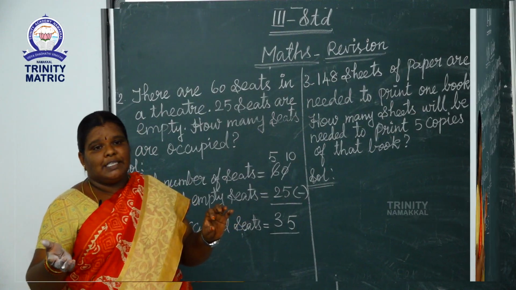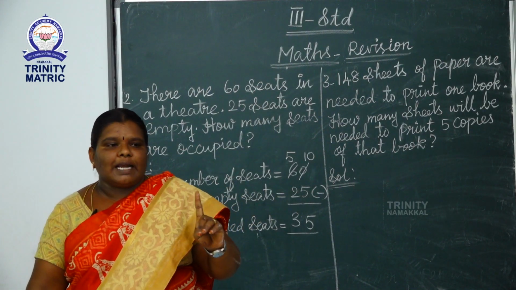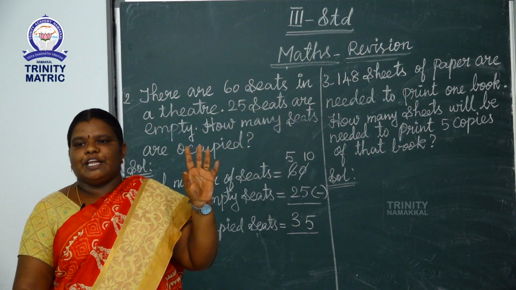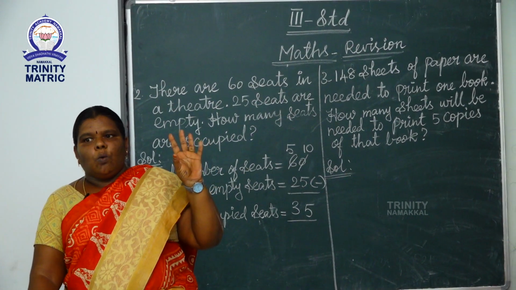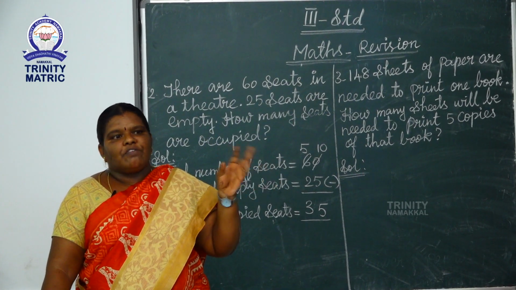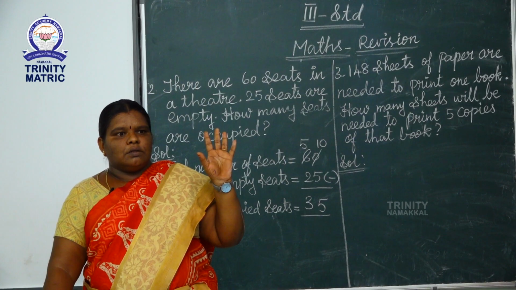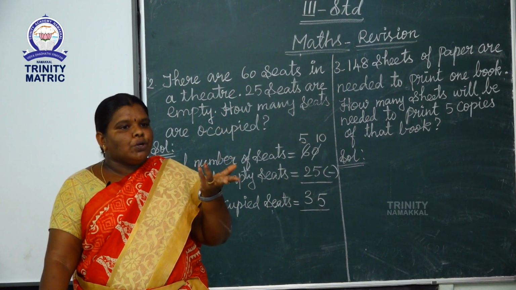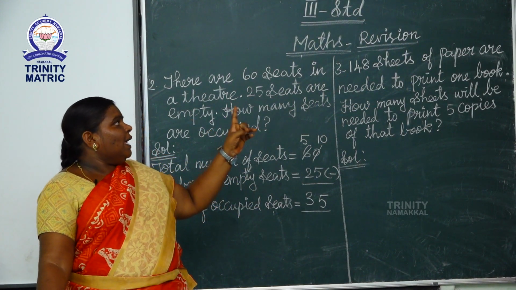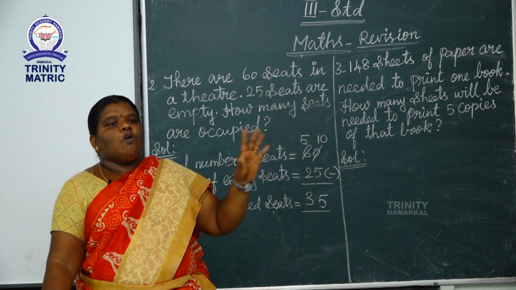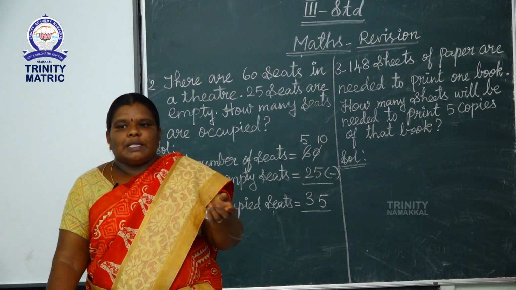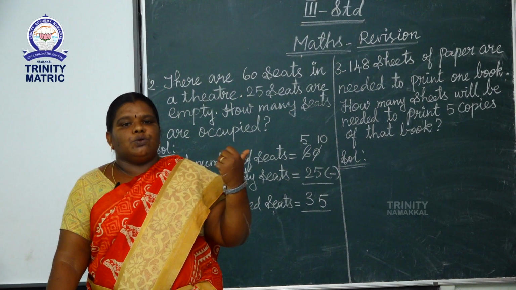If I give one example: one chocolate costs 2 rupees. How many rupees are there in 5 chocolates? One chocolate costs 2 rupees; what is the cost of 5 chocolates? Yes, 10 rupees. What do you say? Multiply. Okay, one book contains 148 sheets. How many pages are in 5 books? What do we do? Yes, you do multiplication.